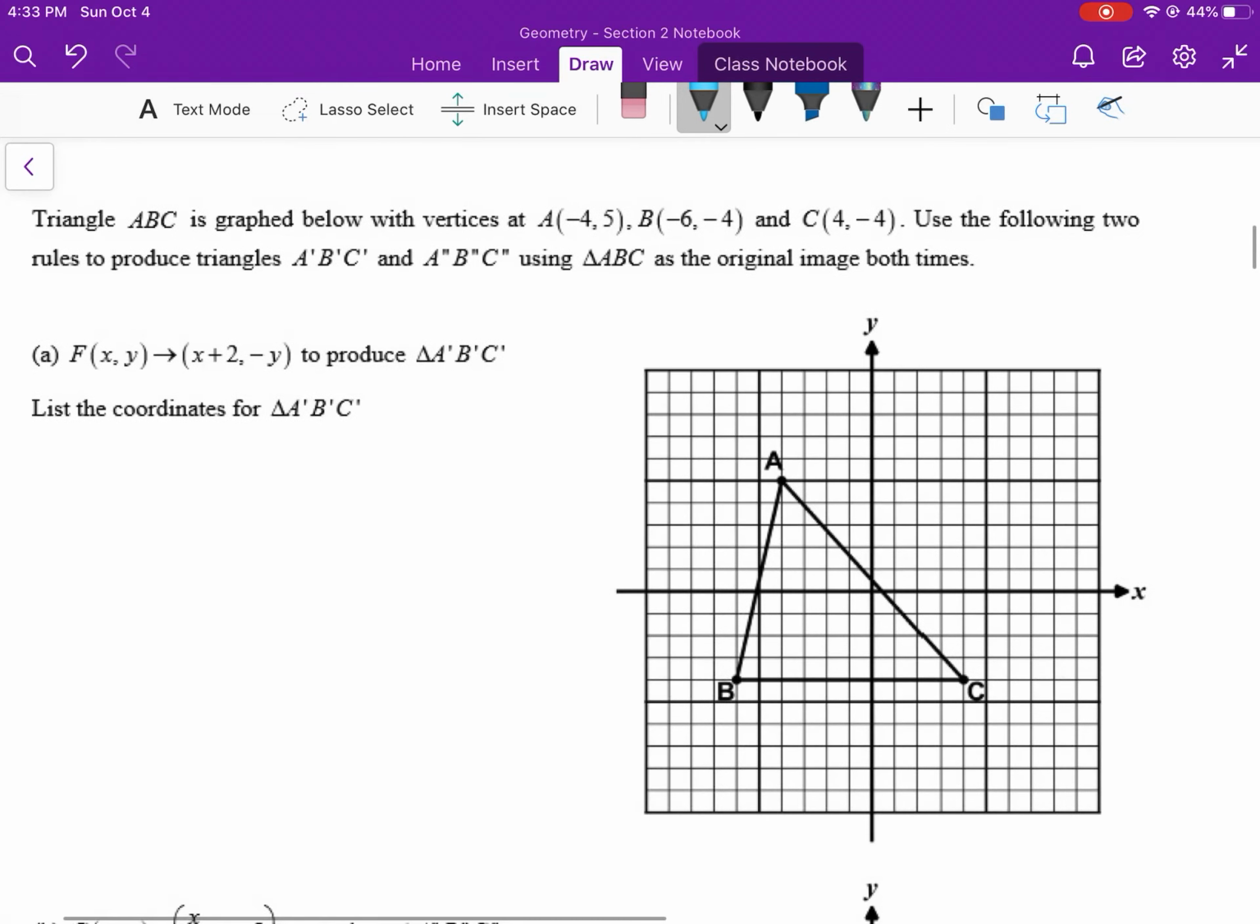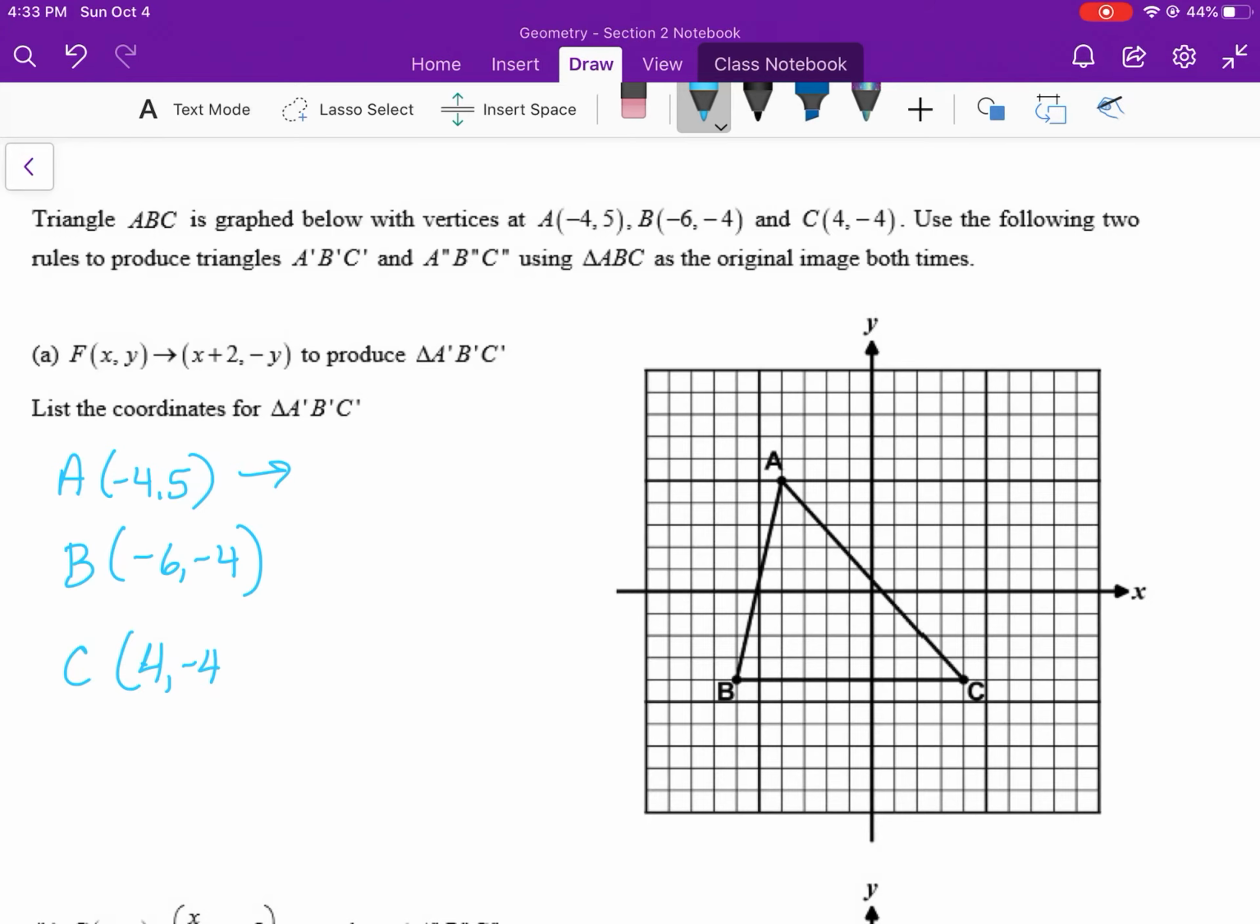Okay, last ones. So triangle ABC is graphed with the vertices given. And then we're just going to practice doing this. So A, they already had for me, negative 4, 5. I'm just going to write them here. B is negative 6, negative 4. And C is 4, negative 4.